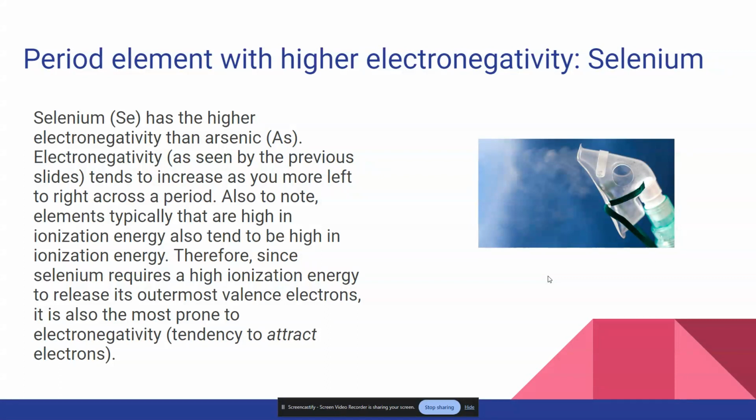Also to note, elements that are high in ionization energy also tend to be high in electronegativity. Therefore, since selenium requires a high ionization energy to release its outermost valence electrons, it is also the most prone to electronegativity and therefore has the higher electronegativity, which is, remember, the tendency to attract electrons, not the energy required to release them.